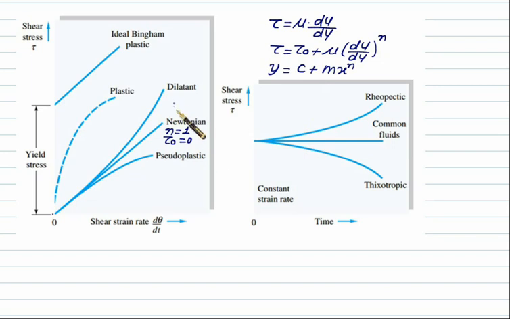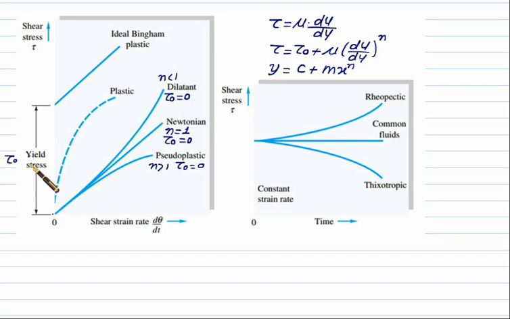Depending upon the value of n, we have a dilatant fluid, and the second is a pseudoplastic fluid. In this case, the value of n will not be equal to 1. For the dilatant fluid, n is greater than 1. For the pseudoplastic fluid, n is less than 1. For both these situations, we have tau 0 equal to 0 because the curve starts from the origin, so no yield stress. Then we have an ideal Bingham fluid. For this one, this is the yield stress, which is equal to tau 0.